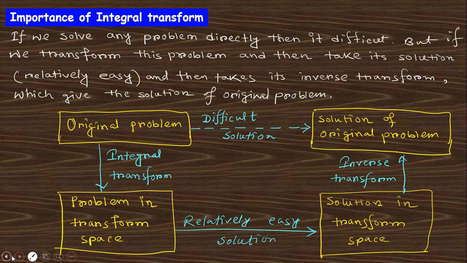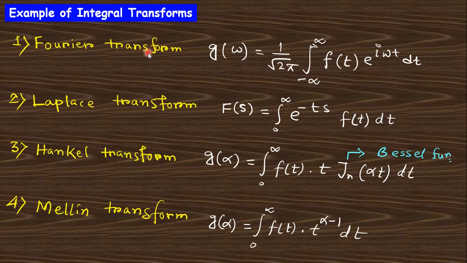There are various types of integral transformation, mainly Fourier transformation, Laplace transformation, Hankel transformation, and Mellin transformation. In your syllabus, these two are important: Fourier transformation and Laplace transformation. We will discuss both Fourier transformation and Laplace transformation, and in this lecture we want to discuss Fourier transformation.